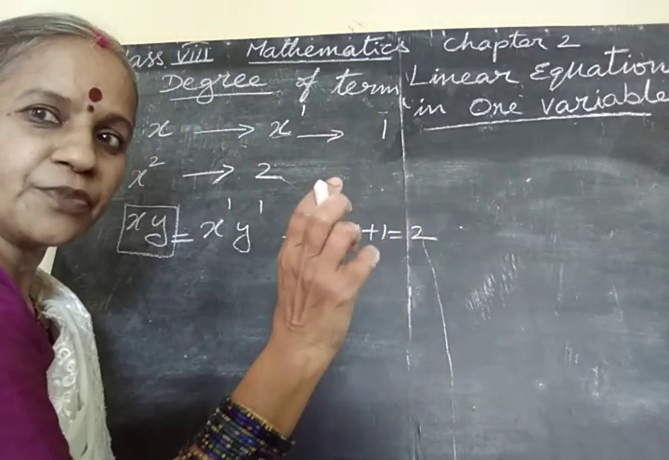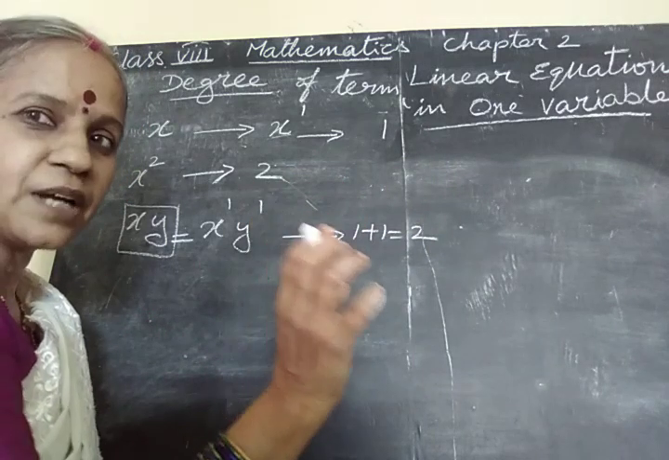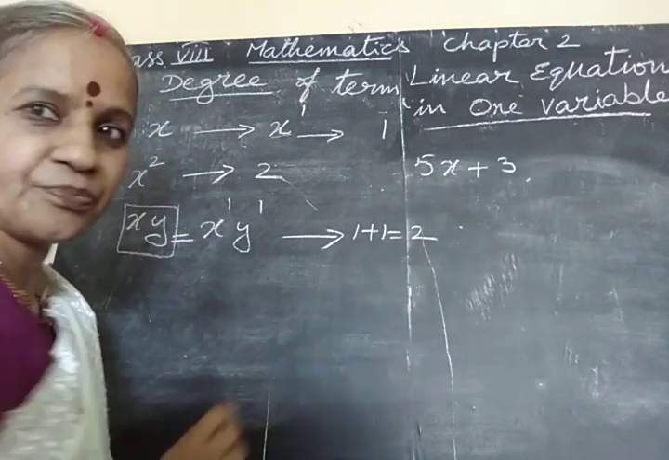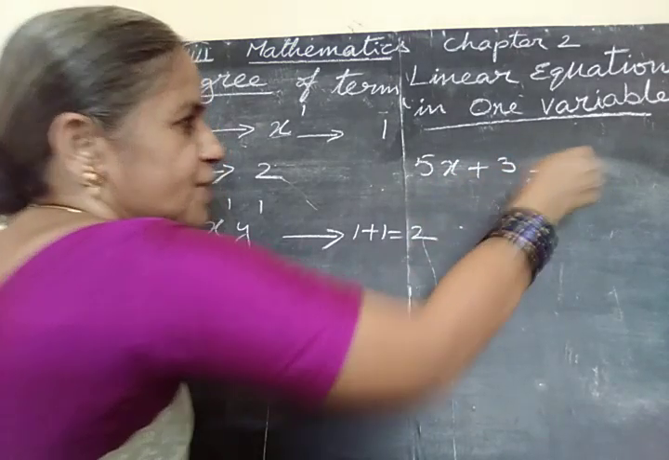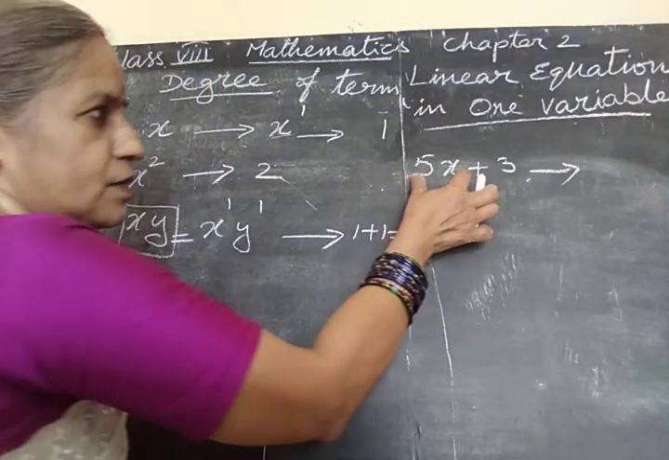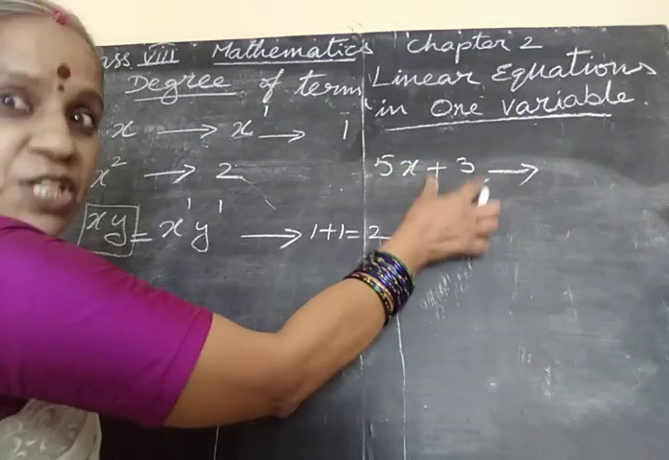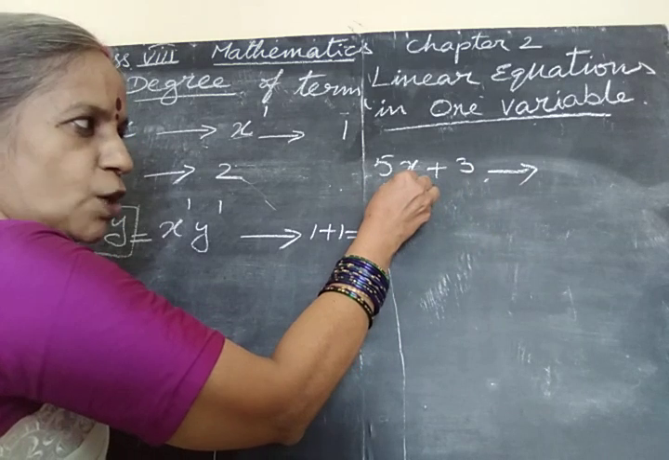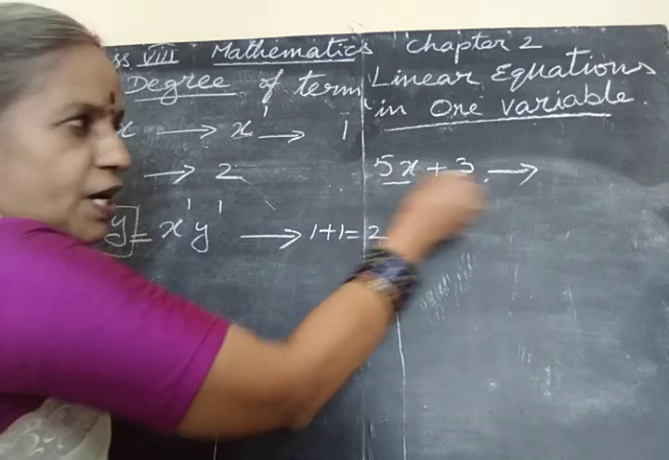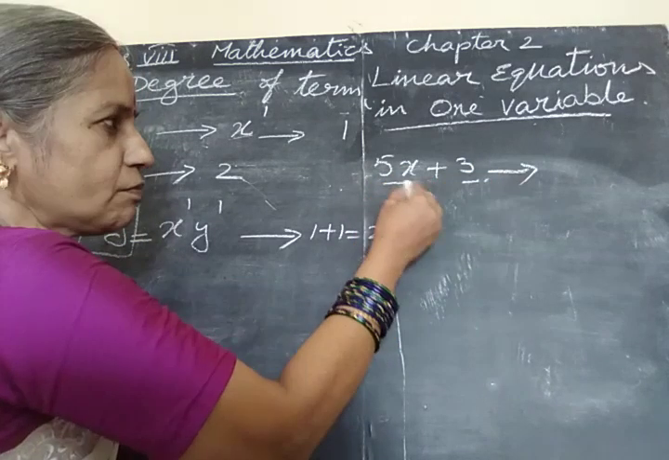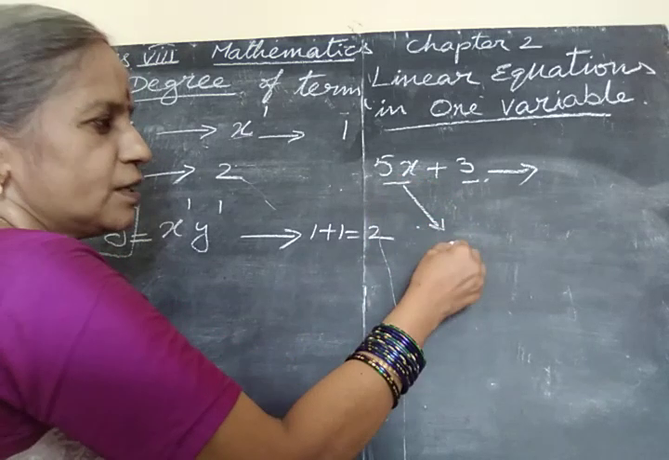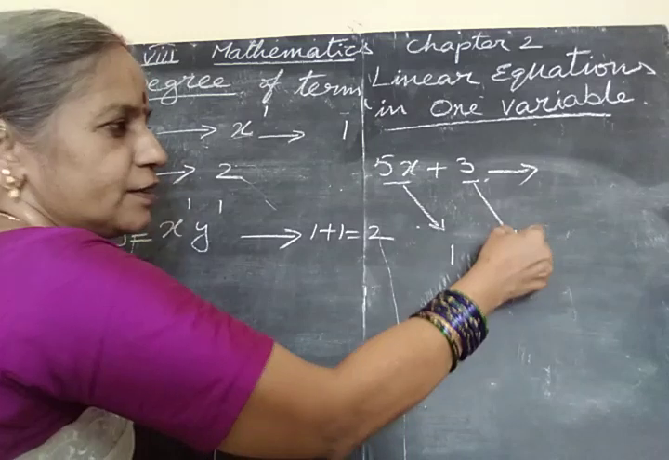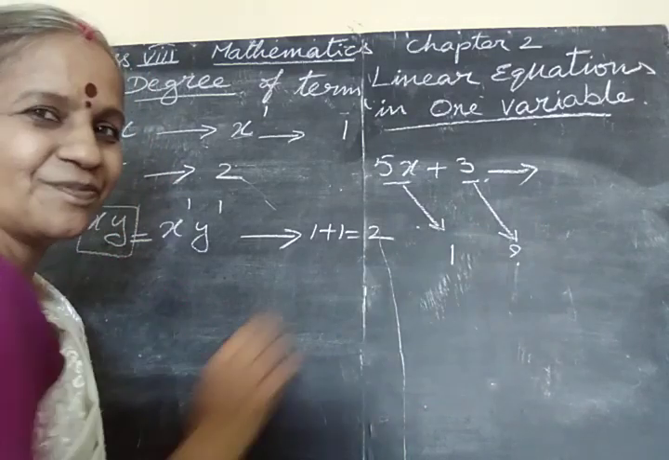Now, suppose an expression with 2 terms, say 5x plus 3. What is the degree of this expression? Here 2 terms are there. One term is 5x and another term is 3. For 5x, what is the degree? 1, isn't it? And for 3, what is the degree?